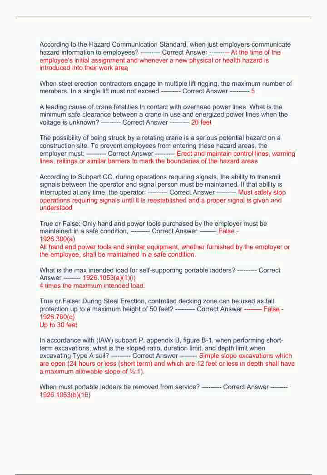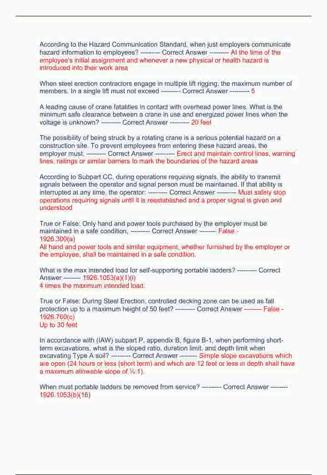When steel erection contractors engage in multiple lift rigging, the maximum number of members in a single lift must not exceed, correct answer, 5. A leading cause of crane fatalities is contact with overhead power lines.